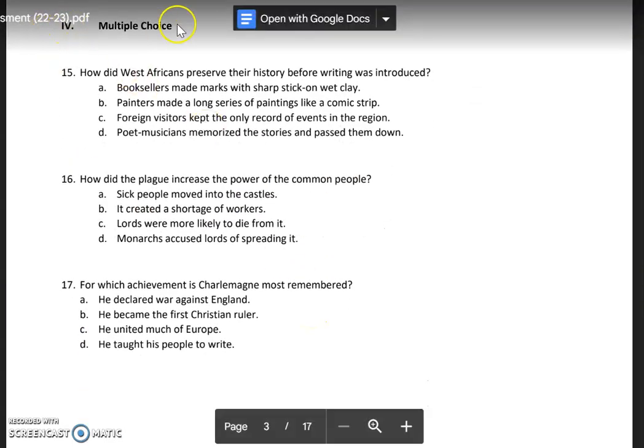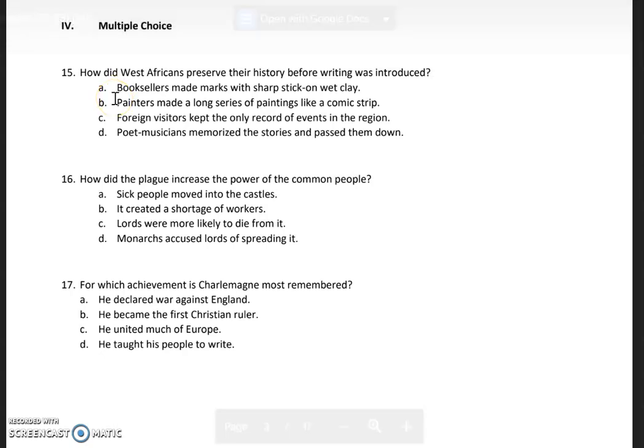Section 4, Multiple Choice. Number 15. How did West Africans preserve their history before writing was introduced? A. Booksellers made marks with sharp sticks on wet clay. B. Painters made a long series of paintings like a comic strip. C. Foreign visitors kept the only record of events in the region. D. Poet-musicians memorized the stories and passed them down.